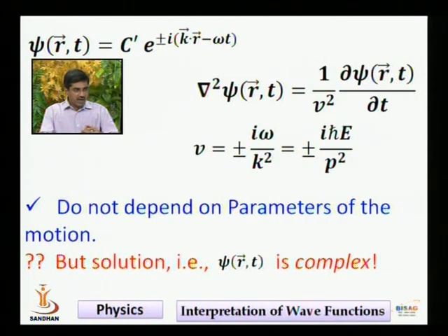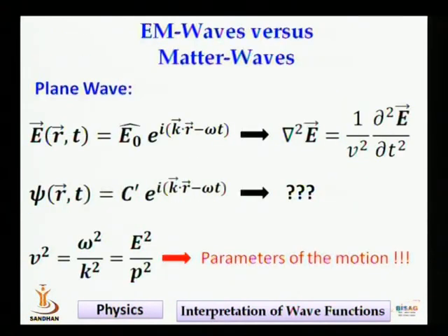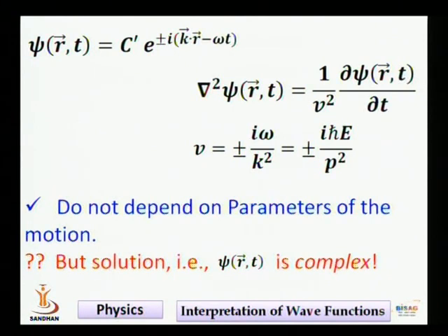After substituting this psi in this equation, the final result will not depend on the parameters of the motion. In fact, as I mentioned in the previous slide, when the wave equation governing the electromagnetic plane waves is used for solving the Schrödinger wave equation, the parameters will depend on the state of the system. They can be got rid of if we use the above mentioned equation.